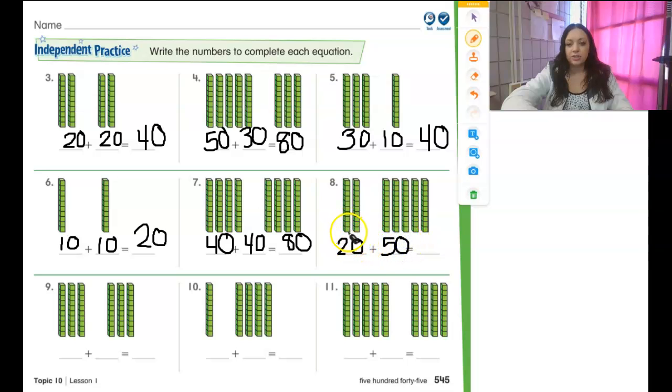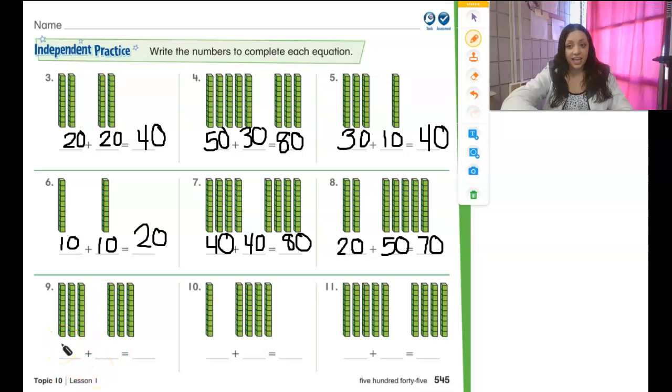So I have 2 tens plus 5 tens. So what's 2 plus 5? 2, 3, 4, 5, 6, 7. 2 plus 5 is 7, but it's 7 tens, so I need 7 and a 0 for the number 70. And I can count them and say 10, 20, 30, 40, 50, 60, 70. All right, over here, how many tens do I have first?